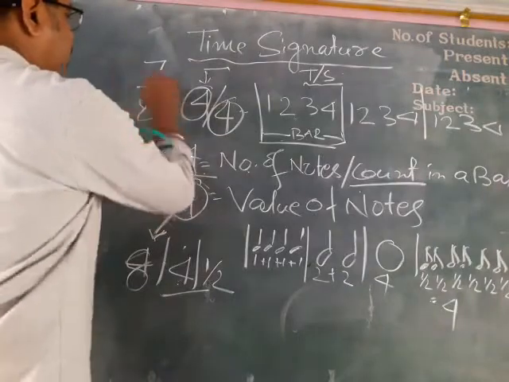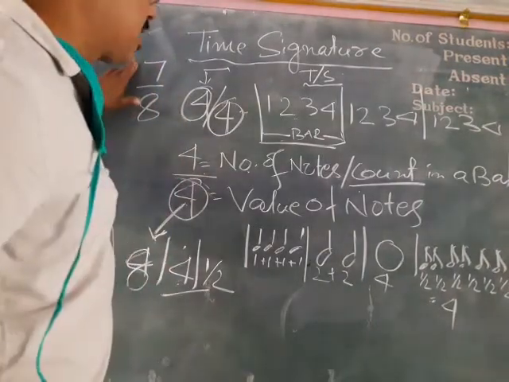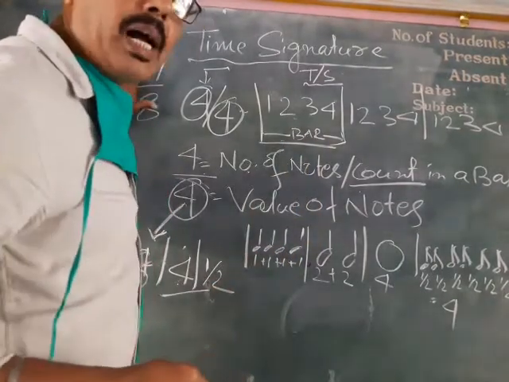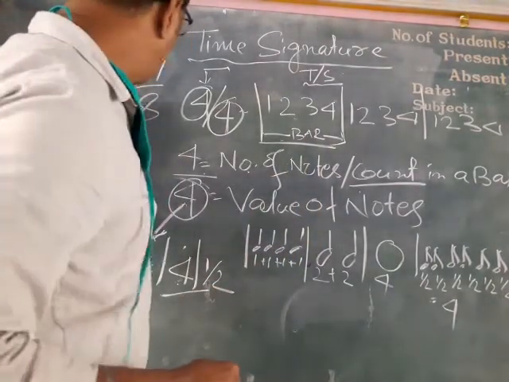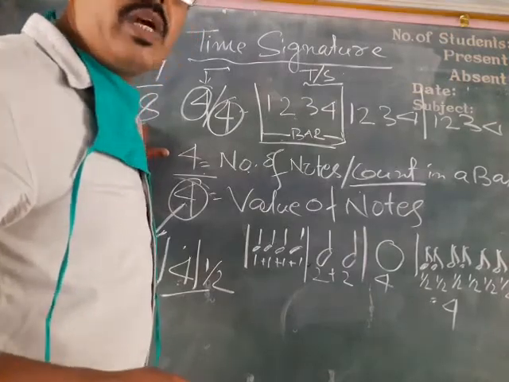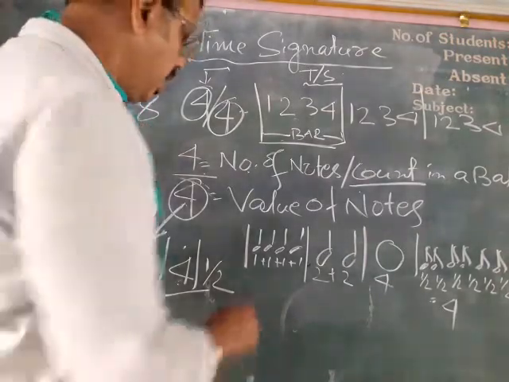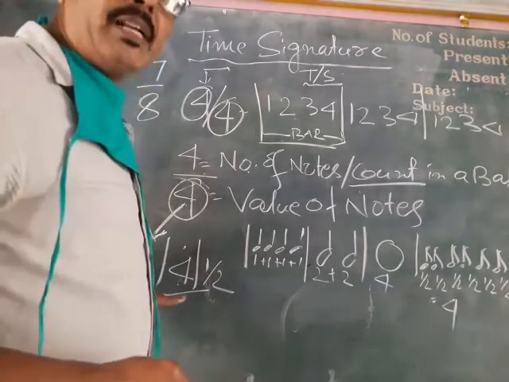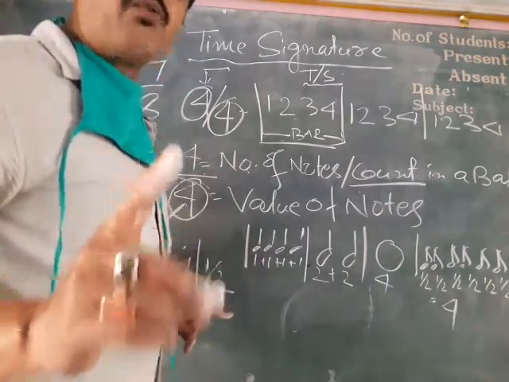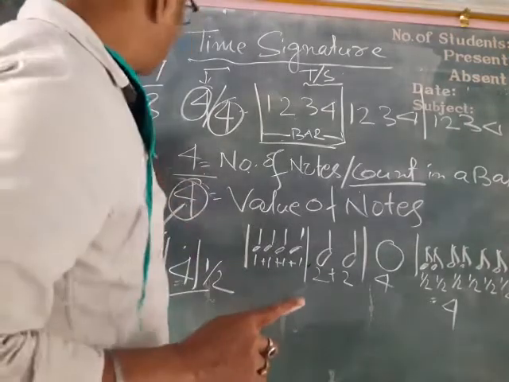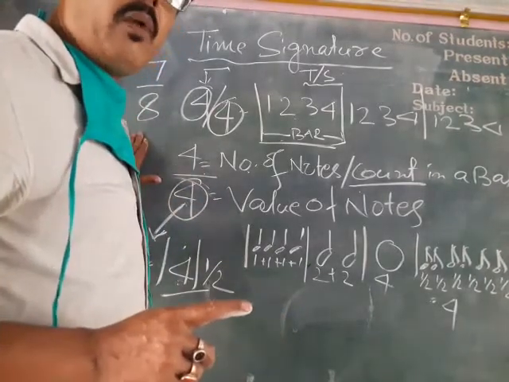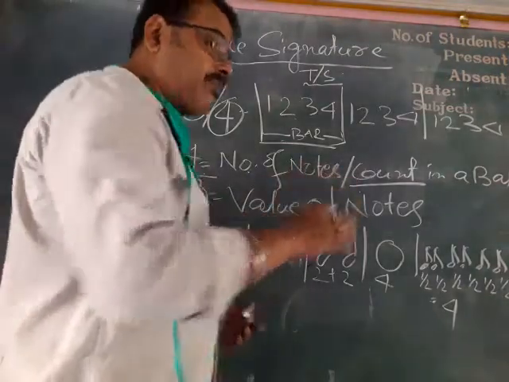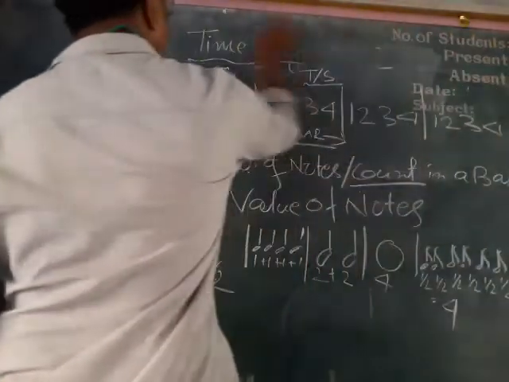Rather, if I talk about 7/8, the 7 is very clear to you: 7 is the number of counts in a bar. There will be 7 counts in a bar. Okay, what about this 8? This indicates the value of the notes. You have to divide the 4 by 8, which means the value of each and every count is half a count. 7 notes, and the value of each note is half a count. Okay students, this is the basics of time signature that I talked about right now.